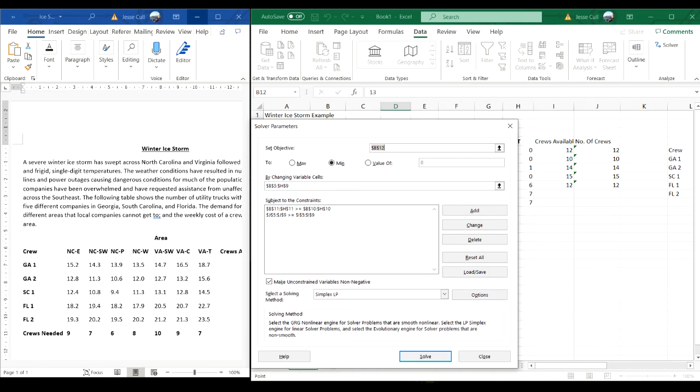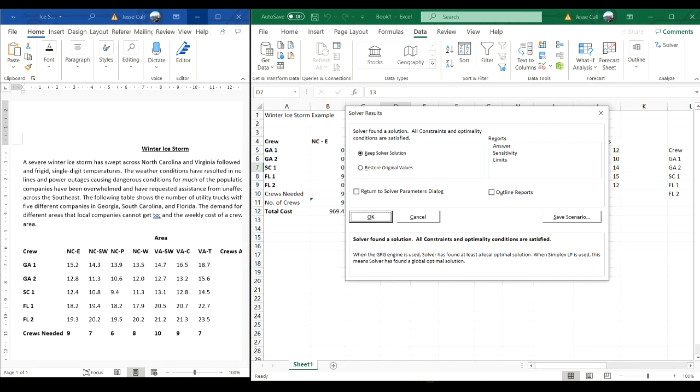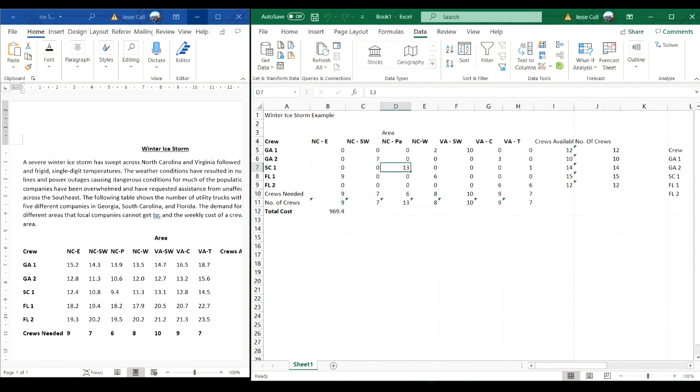So here we have our solution, our variable cells, as well as in this situation, our constraints. We hit solve. We found a solution. All constraints and optimality conditions are satisfied. We hit OK. So let's have a look. We see here that Georgia, all 12 crews will be assigned. Georgia 2, all 10 crews will be assigned. South Carolina, and we'll discuss this in 1 second. But we have 14 crews available, 14 are assigned. Florida, we have the same situation, 15 and 15. And Florida 2, 12 and 12.